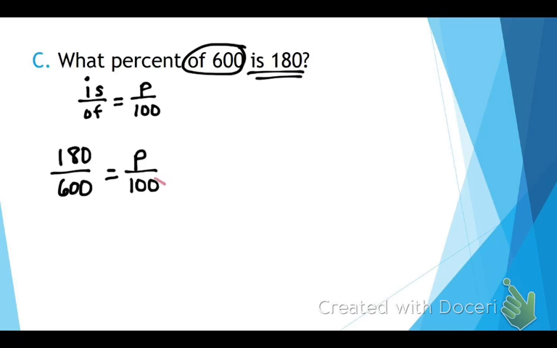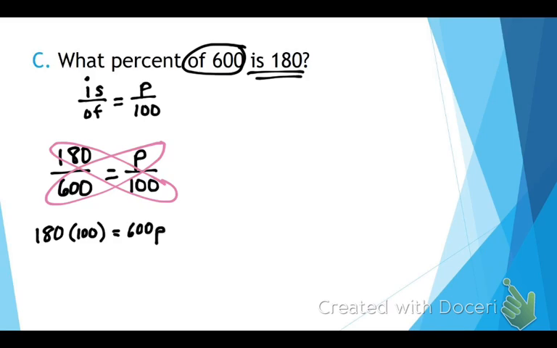Okay, so once again, I don't care which way you do it. The one we're going to go over right now is cross products. So if I do that, you're going to do 180 times which number? 100. 180 times 100 equals what? 18,000. 18,000 equals 600p. You want to get that p by itself, so you divide by 600 on both sides. And when you do that, what do you get? 30%. Okay, now look. If you see right there, I've got a p, so we know also it's asking me what percent of 600, so your answer is what, guys? 30%.